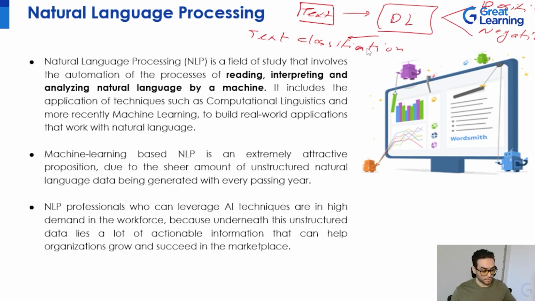We can also take a long piece of text, use a deep learning model that knows how to summarize text, and create a shorter piece of text, a summary. So this is a long document and this is a summary. This is another application of NLP.